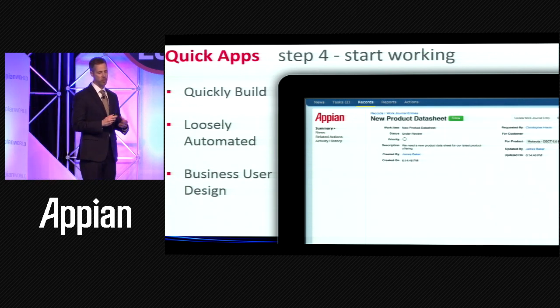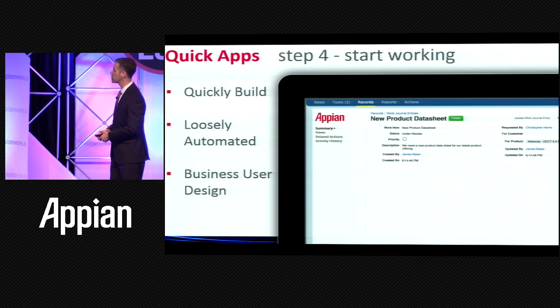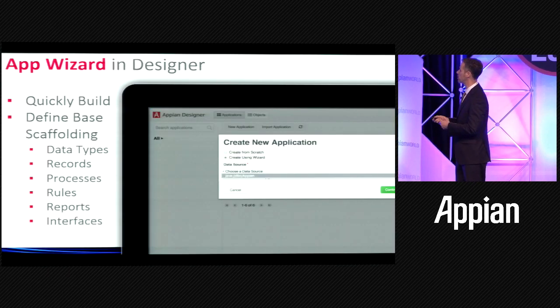Now, of course, as well, I can go into each one of those individual items, navigate to it, and in the upper right-hand corner, I have those contextual related actions that were automatically built for the Quick App, such as updating the journal entry, sending a task, or creating a new one.